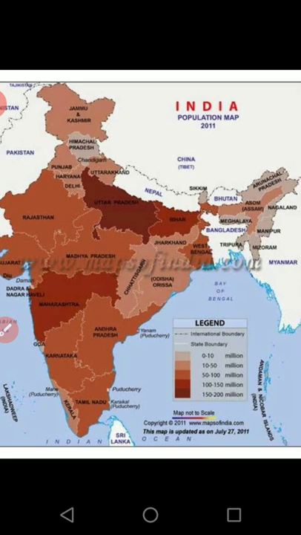Like here, let's see, this is a population map actually. This map is only showing the population of India. Wherever it is very dark, these regions are highly populated. It means they have many people staying in those states. Maharashtra is also there. You will find, the darker the region, the more the population. And if the shading is very light, it means very few people are staying there.